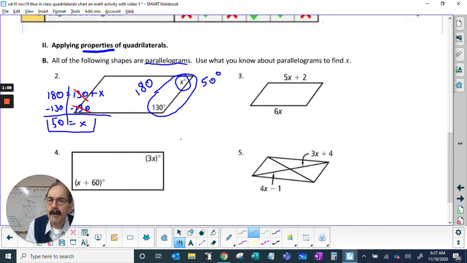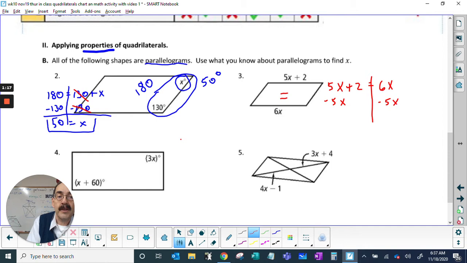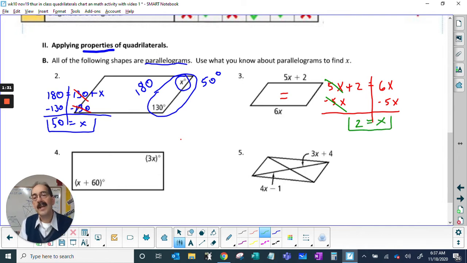Parallelogram. Opposite sides are equal. So we'll set it equal to each other. 5x plus 2 equals 6x. Draw our line. Move the 5x. We've got to get all the variables together. Remember, just come visit me during access time if you struggle with this. 2 equals x. Okay? All right.